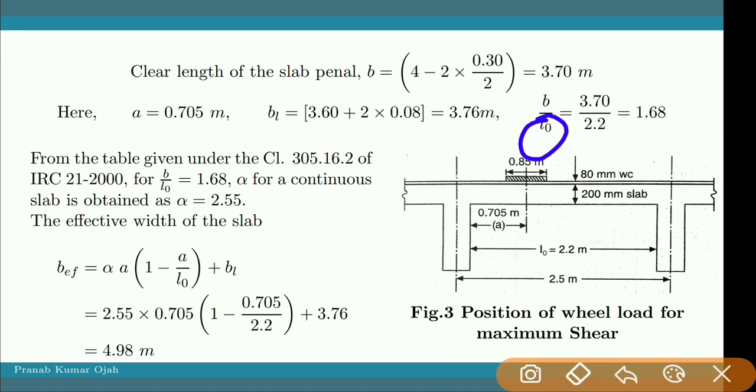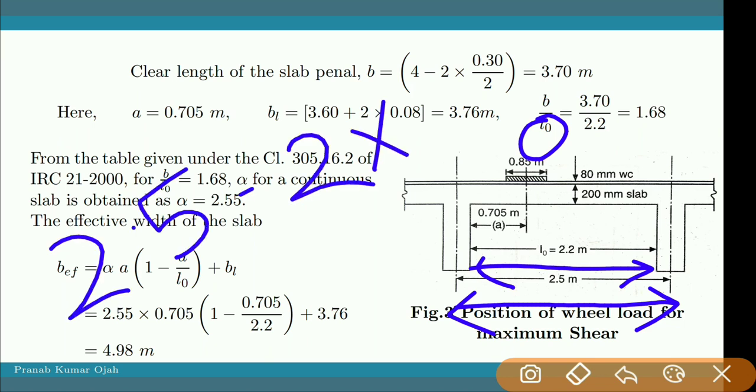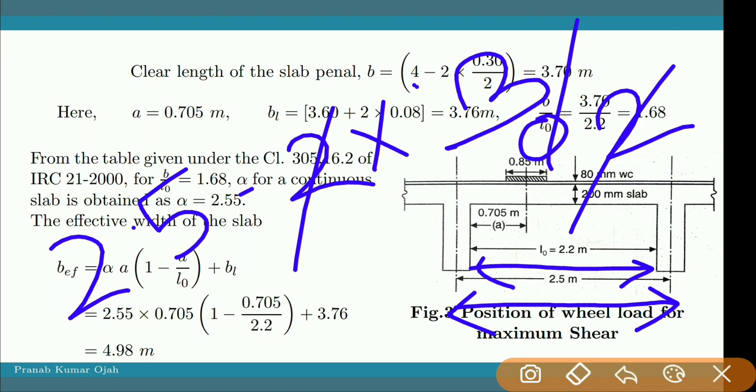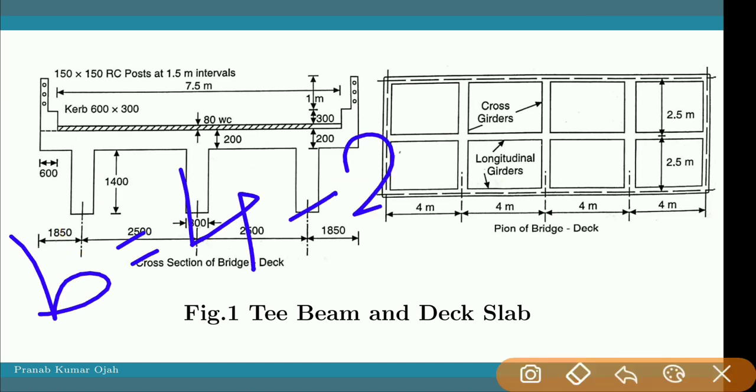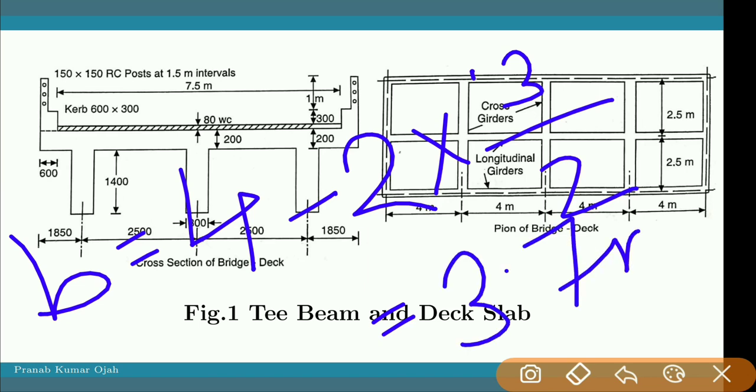Now L naught. It is the clear span between the two longitudinal girders. See, the center to center distance between the two longitudinal girders is 2.5. So from the 2.5, if I subtract the half widths of the longitudinal girders, 0.3/2 each, I will get 2.2 meter. Small b is the clear span between two cross girders. So b equals 4 minus 2 into 0.3/2, so it will be 3.7 meter.